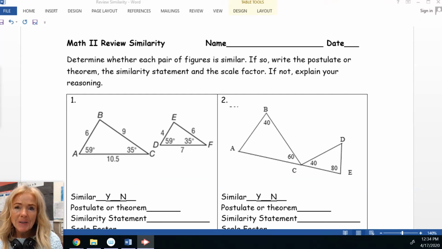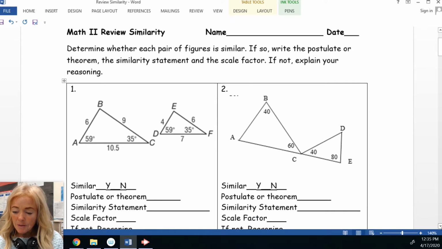Class. Today we are doing the review on our similarity unit, which is unit 17. So here is the review. It's easy to watch the review, but I'd like you to print off the review and do it with me, or have done the review already and then work through it with me and make sure that you've got all the answers correct.